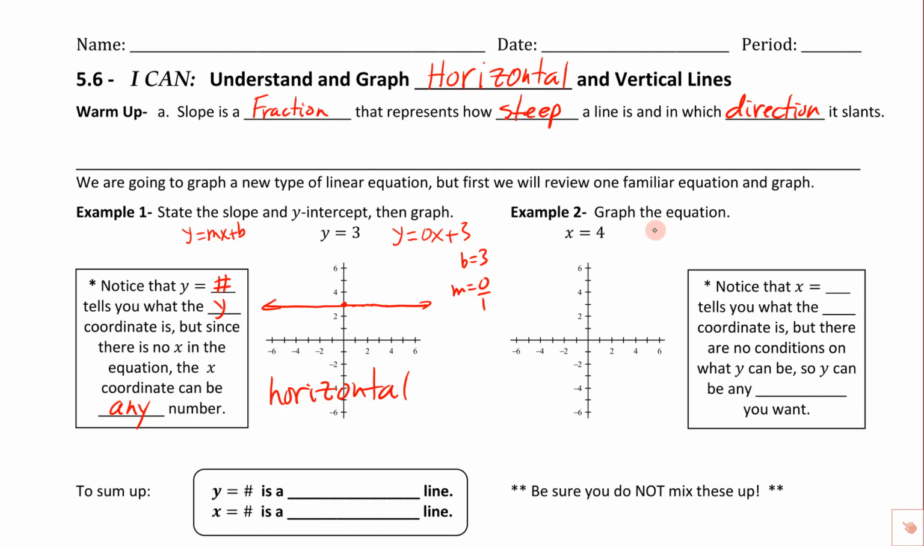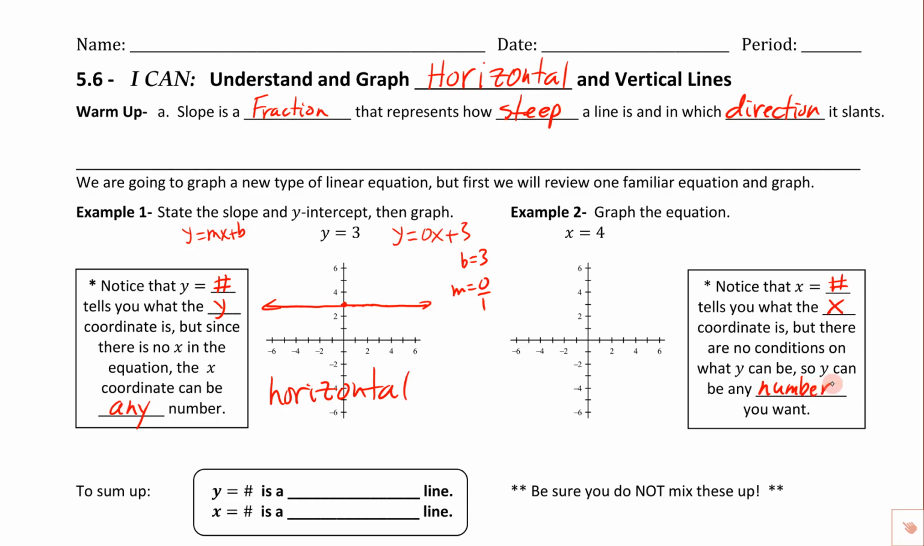Now, if we look at this equation right here, there's no way we can put this in slope-intercept form, okay? There's no y in here at all. And in order to have slope-intercept form, you've got to have a y in there. There's no y. So here's what I want you to notice. Notice that when we have x equals a number, then it tells you what the x coordinate needs to be. So it's telling you what the x coordinate is, but there's no condition on what the y coordinate can be. It doesn't tell you what y has to be. So y can be any number you want.